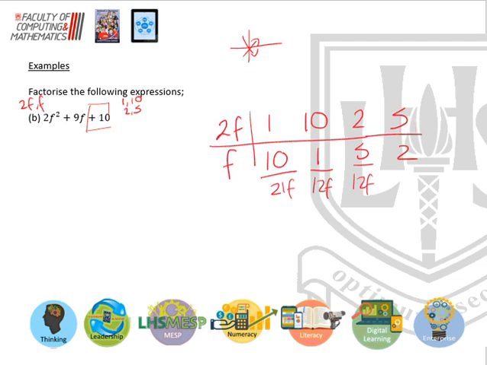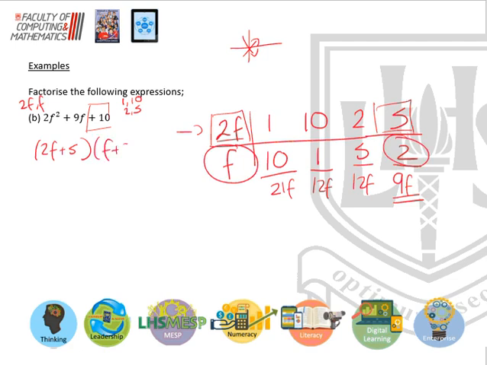Lastly, 2f times 2 is 4f, and f times 5 is 5f. Together that gives me 9f. Brilliant, that's what I'm looking for. So 2f is with a positive 5, okay, from the top row. 2f is with a positive 5, so my first bracket is 2f plus 5. From the second row, f is with 2, so it's f plus 2.